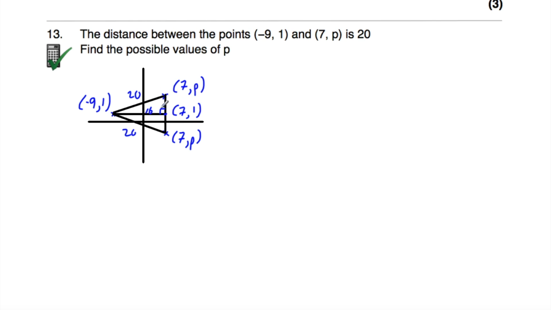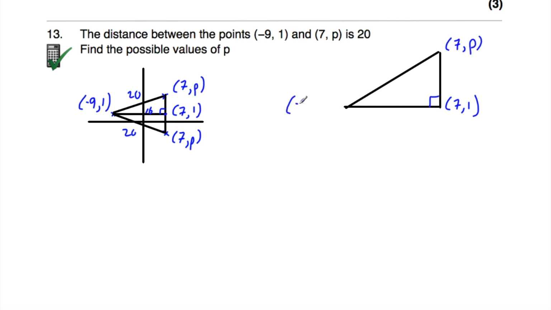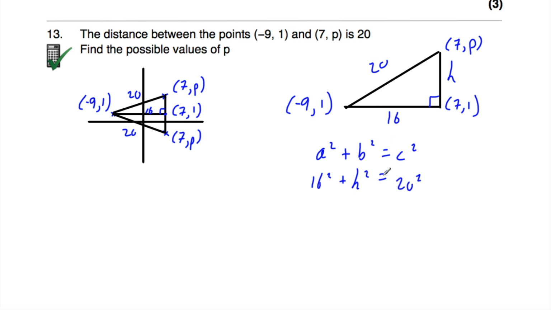So let's consider this right angle triangle here. Let's do a little sketch here. We've got our right angle, and we've got the point 7, 1, the point 7, p above it, and we've also got the point down here, -9, 1. We know that that distance is 16 and this distance is 20, and we want to find the height of the triangle. So let's use Pythagoras' theorem. Pythagoras' theorem is a squared plus b squared equals c squared. A squared, well, that's one of the shorter sides, so let's call it 16. So 16 squared plus b squared, that's the other shorter side, that's going to be h squared, equals the hypotenuse squared, which is 20 squared. So let's work this out and work out h.